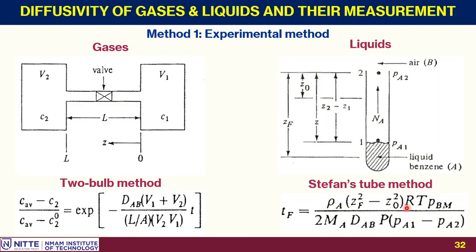So we have discussed case A and case B for gases and liquids, right? Case A is two-way diffusion, case B is one-way diffusion. The same thing you can make use of. This is called the two-bulb method for gases, that is two-way diffusion. This is called Stefan's tube method for one-way diffusion. The equations are modified in terms of experimental data, so that you can fit the experimental data in, and you can see that the DAB term is present there. You can estimate DAB using these two methods. This is case 1 and case 2 which we had discussed earlier.